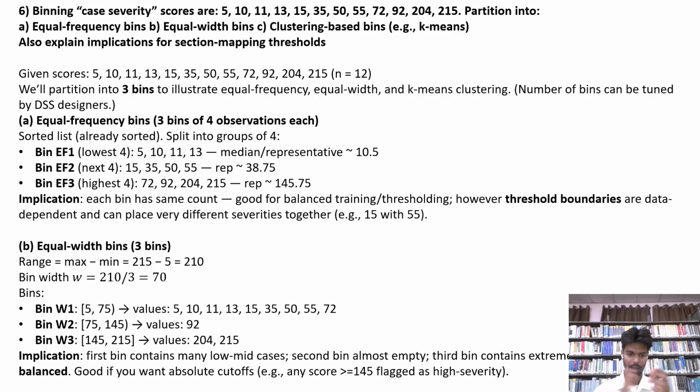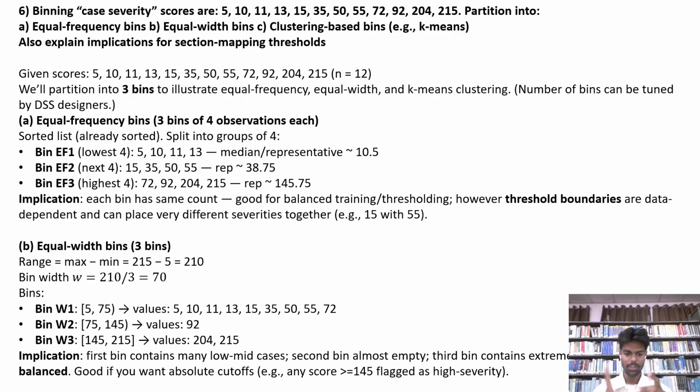B, equal width bin. We have three bins. Range is maximum minus minimum, 215 minus 5, which is 210. Bin width is 210 divided by 3, which will be 70. Bin 1 has the values 5 to 75. Bin 2 has 75 to 145, and the value will be 92. Bin 3 is 145 to 215, which gives the values 204 and 215.